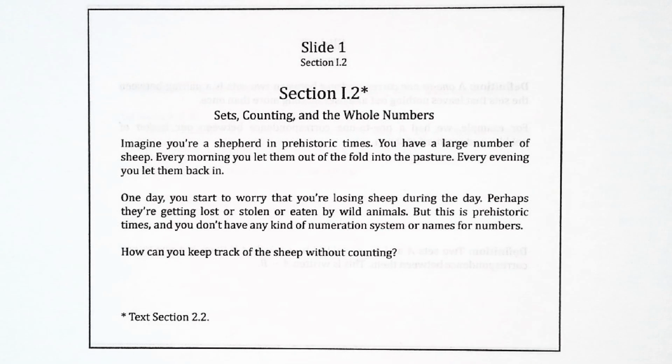They maybe didn't even have names for the numbers past a certain point. They had no system for naming numbers. So the question is, how could you keep track of your sheep without being able to count them?